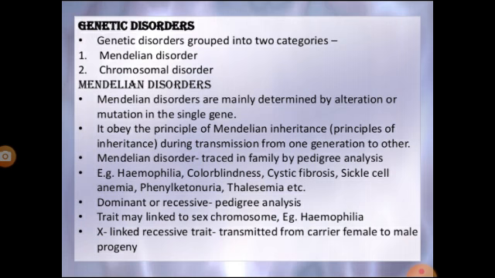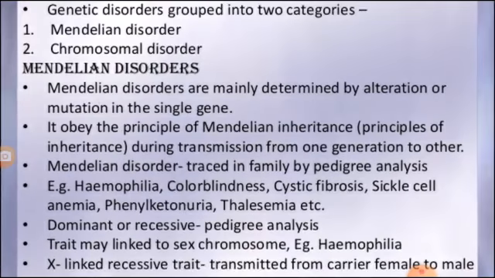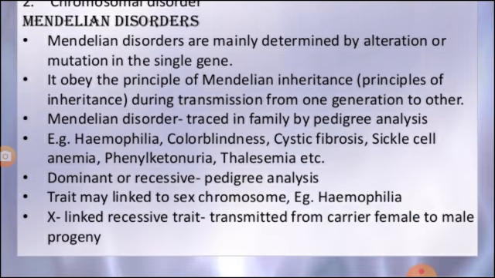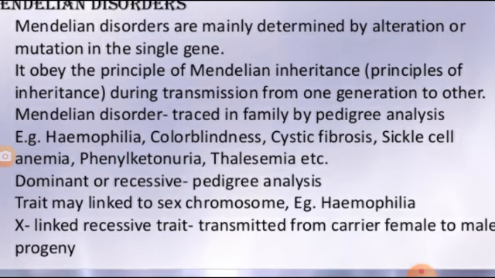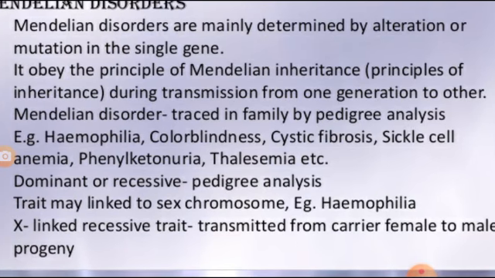Actually, Mendelian disorders are mainly determined by an alteration or mutation in a single gene, and we call them Mendelian disorders because they obey the principles of inheritance during transmission from one generation to another. I hope that you all remember Mendel's laws of inheritance. If the transmission of a disease followed Mendel's laws, we call it a Mendelian disorder. Mendelian disorders are traced in a family with the help of pedigree analysis.